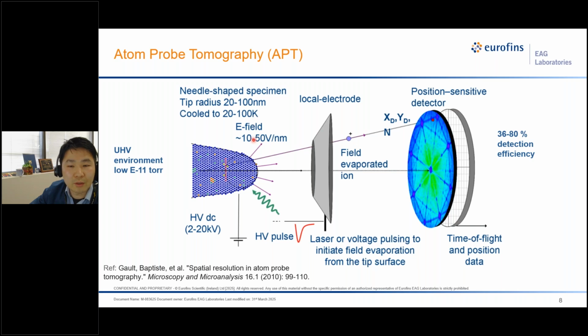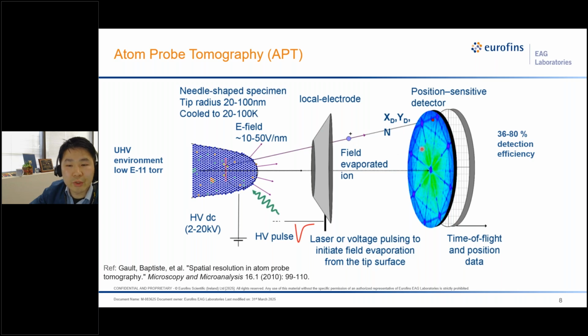Under the high electric field, the surface atoms on the specimen will be ionized and field evaporated, occurring in a controlled manner with application of either a pulse voltage or laser pulsing. The field evaporated ions will be projected to the detector, and they will be positively charged. The ions will gain electric potential energy between the high voltage tip and the grounded detector. And after passing the local electrode, the ions are considered to be traveling at a constant velocity towards the detector.